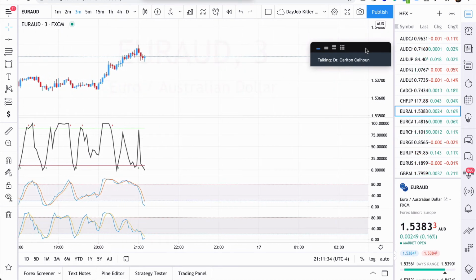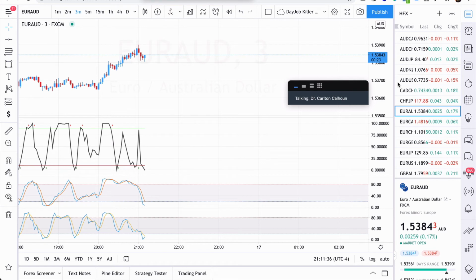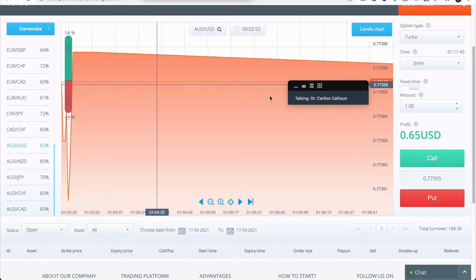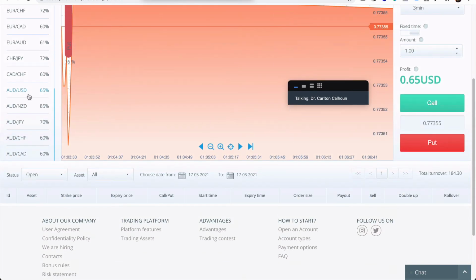Euro AUD. Oh, we should get a C soon on Euro AUD. Let's see.